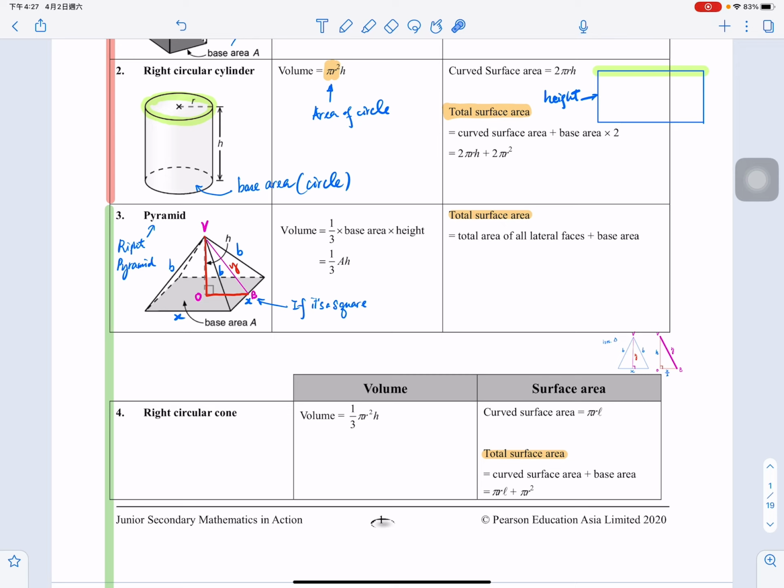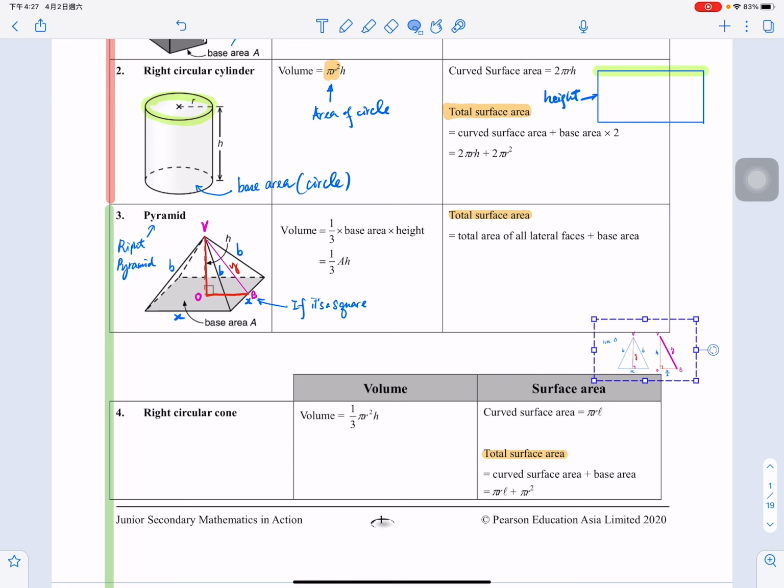Surface area. Count how many faces there are besides one base. You have 1, 2, 3, 4, because you have 4 sides, so you have 4 lateral faces. And if this is a right pyramid, then all the slant heights will be the same. Then you'll get 4 isosceles triangles.